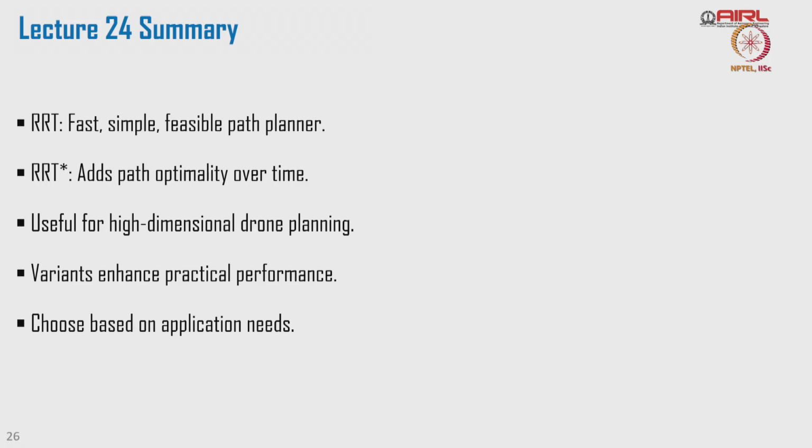RRT was a fast, simple, feasible path planner, and we get some advantage over the A star algorithm, right. Now, RRT star tries to avoid the limitations of RRT by adding the path optimality feature over time. It is useful for high dimensional drone planning, both RRT and RRT star, because in this scenario we have seen that A star will struggle, as A star relies on grid based exploration of the environment, right. Now, the variants, like informed RRT star and bidirectional RRT star, enhance the practical performance even better.